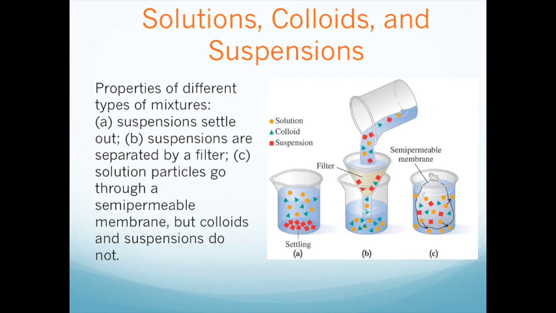Here is a visual example. In part A, is just a mix of a solution, a colloid, and a suspension. In this part B graphic, they are pouring this mixture through a filter, which is catching the particles of the suspension while letting the colloid and solution pass through. And then in the C graphic, you have a semi-permeable membrane surrounding an aliquot of the solution, and it is allowing solution particles to escape, but not suspension or colloid particles.